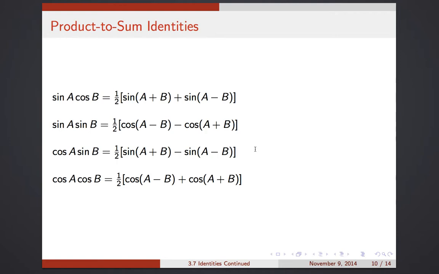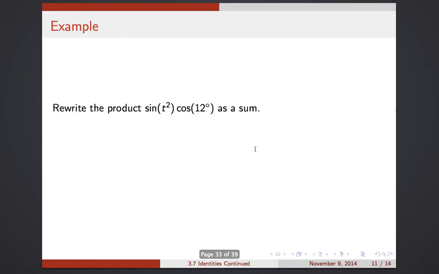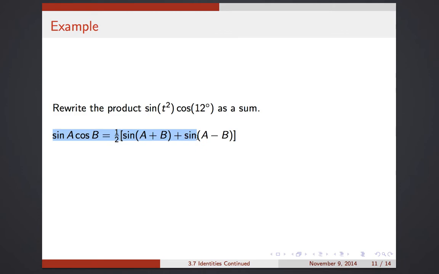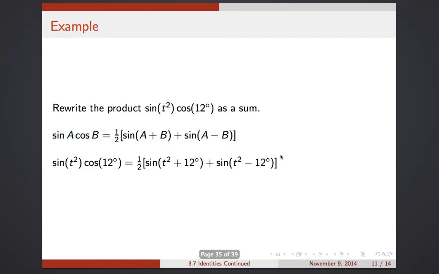So again, on your next exam, you will have a formula sheet. These 4 identities will be on there. So don't memorize them, just make sure you know how to use them. So here's the kind of question you might see in your homework or on an exam. Here is a product. Can you rewrite it as a sum? Well, sure you can, because you have a product to sum formula, and for sine times cosine, the formula is given like this. So capital A is t squared, and capital B is 12 degrees. So we just plug those right in. And there you go. You've taken a product and written it as a sum.